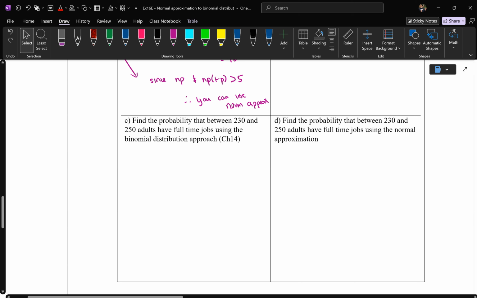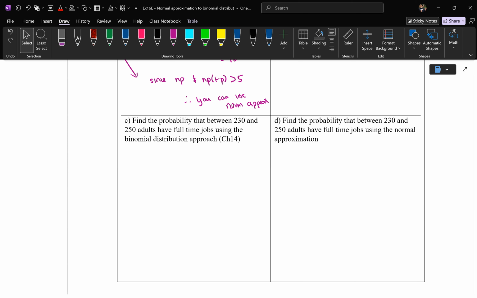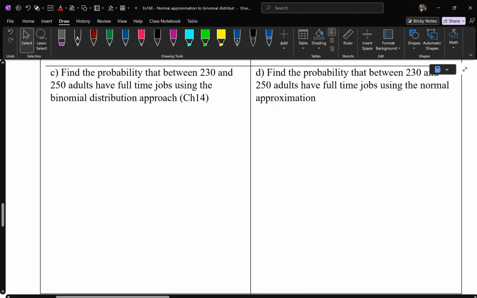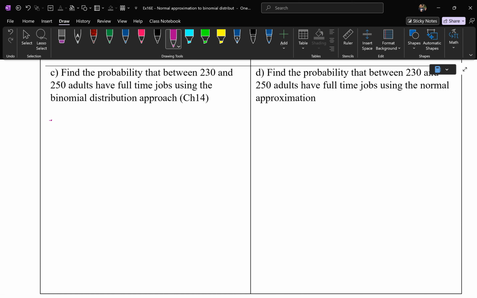All right, now you've got your variance. Let's prove that if you did it binomially and you did it normally, it comes out to be about the same, because we're using an approximation. Find the probability that between 230 and 250 adults have full-time jobs. If we're doing binomial distribution, X is distributed binomially with N, which is 400, and P, which is 0.6. You don't have to write N equals and P equals; I'm just reminding you what goes first.